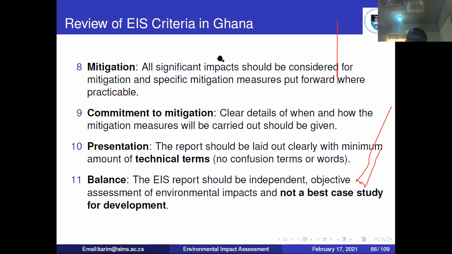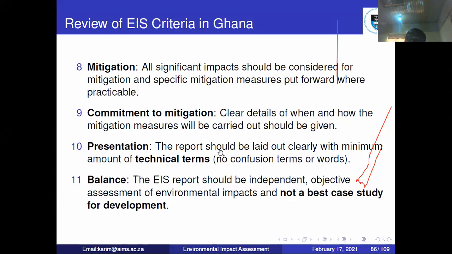And then the mitigation, you have to consider that. All significant impacts should be considered, and then you have to put forward on that. And then commitment to mitigation: clear details of when and how the mitigation measure will be carried out. So you have to tell them, this is how I'm going to execute my mitigation measures.